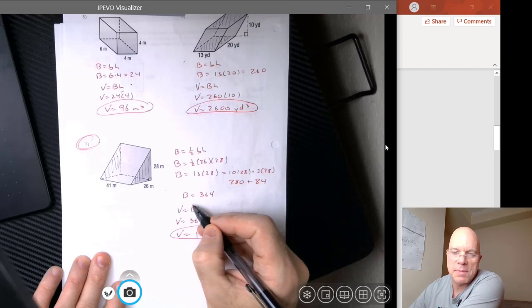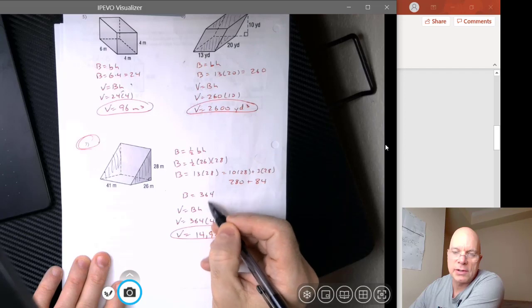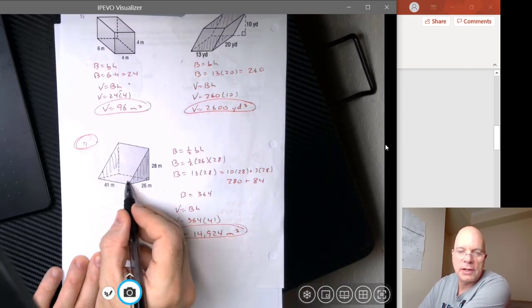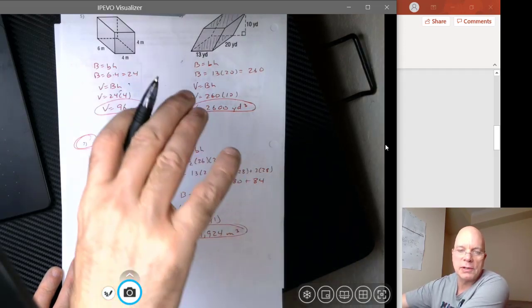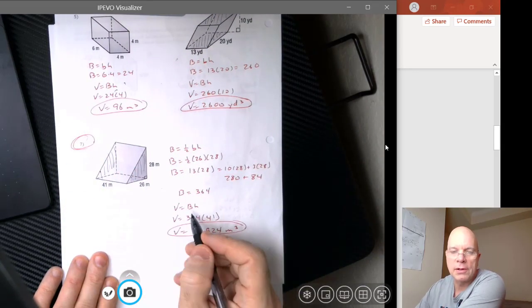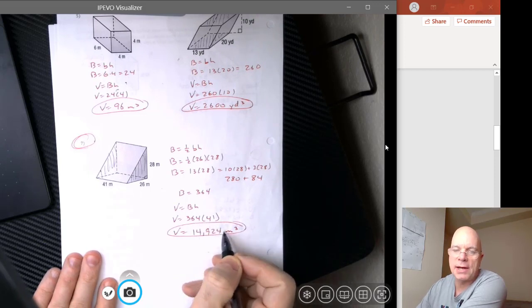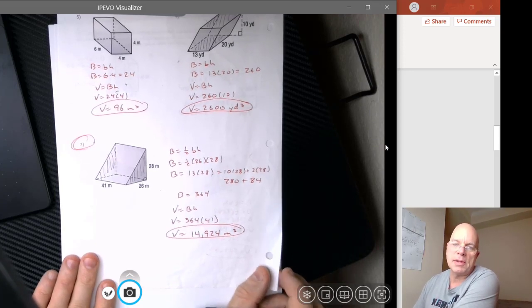Volume equals area of the base multiplied by the height of the prism now. Area of the base we calculated is 364. The height of the prism, I know that doesn't look like a height, but the distance between the bases is the height of the prism, 41 meters. If you took this thing and stood it up on its triangular base, it would be 41 meters tall. So 364 multiplied by 41, you get 14,924 meters cubed.